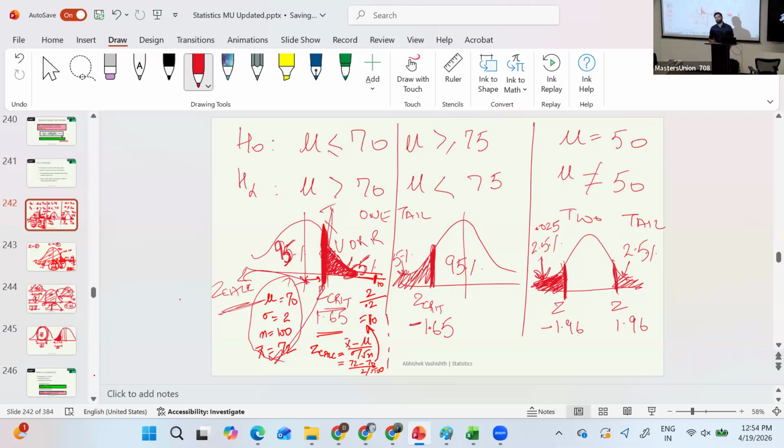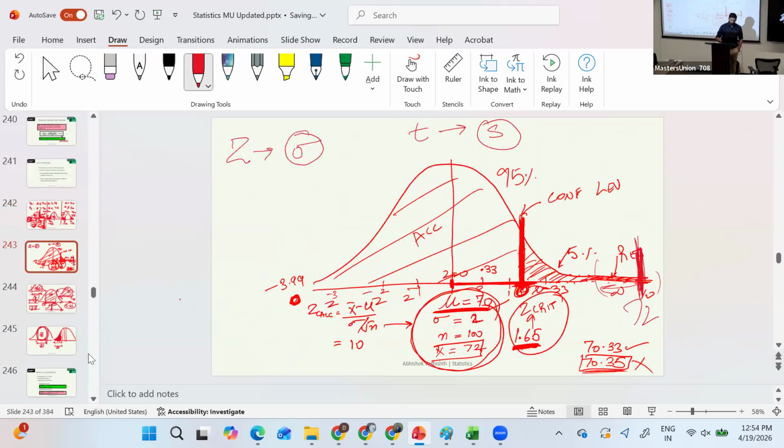There is a third way also, which is known as the P approach. So this one is known as a Z approach. And then there is one more approach which is known as a P approach. What happens in a P approach is you say that, okay, what is the value of Z here? 10. We calculated as 10. I want to find out the probability at 10.